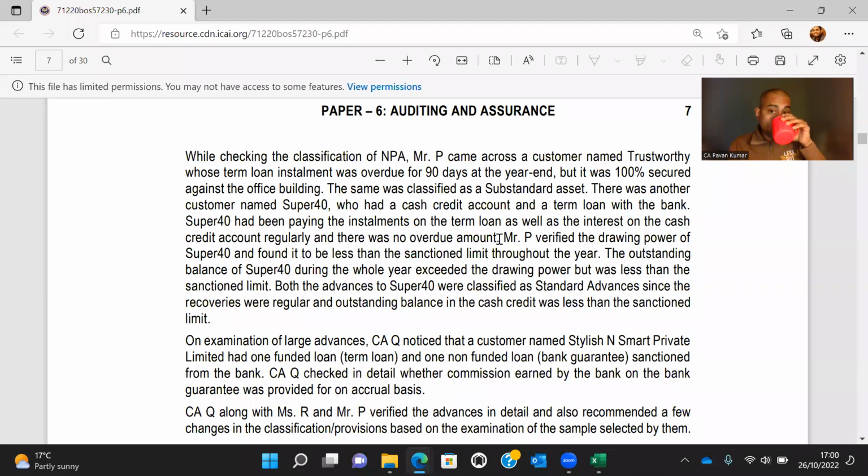Mr. P verified the drawing power of Super 40 and found it to be less than the sanction limit throughout the year. The outstanding balance of Super 40 during the whole year exceeded the drawing power but was less than the sanction limit. Both the advances to Super 40 were classified as substandard advances since the recoveries were regular and outstanding balance in the cash credit was less than the sanction limit. So the outstanding balance during the whole year exceeded drawing power.